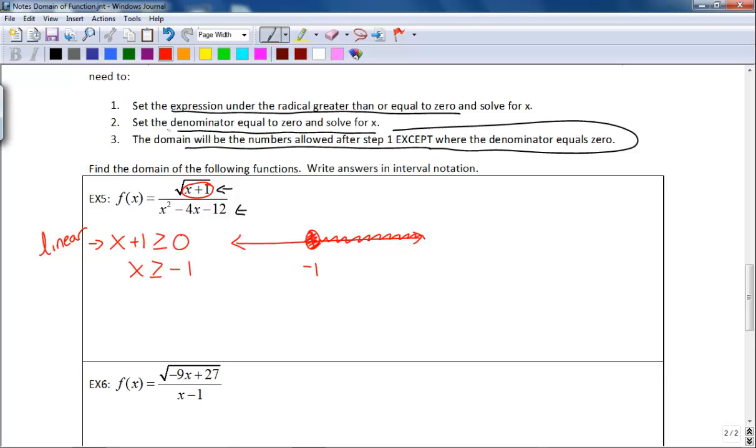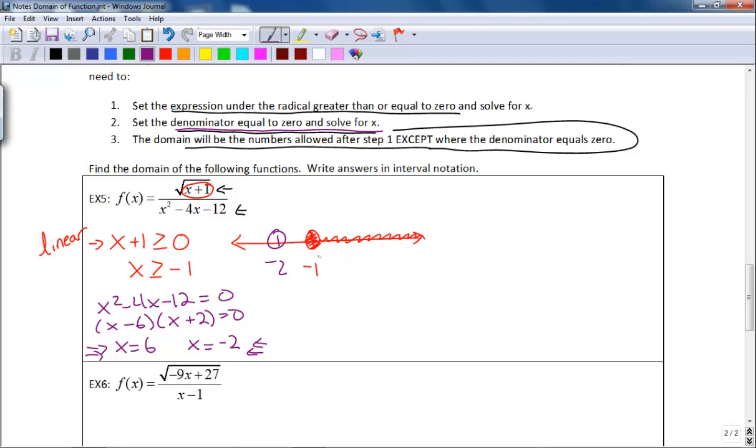But then it says, you're not done because you have a denominator. You have to set the denominator equal to 0 and solve for x. Let's set that denominator of x squared minus 4x minus 12 equal to 0 and solve for x. This factors as x minus 6 times x plus 2. So I solve here, I get x is equal to 6 and x is equal to -2. So I need open circles at these numbers, at 6 and at -2. Here's -2, open circle, and here's where 6 would be, open circle.